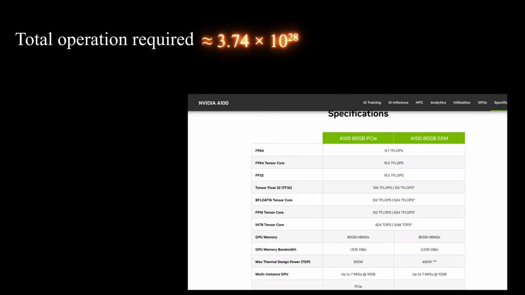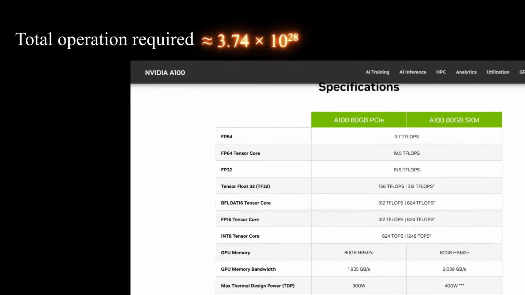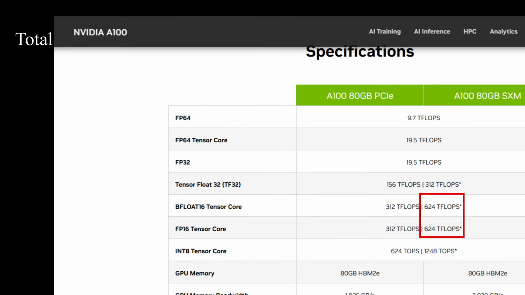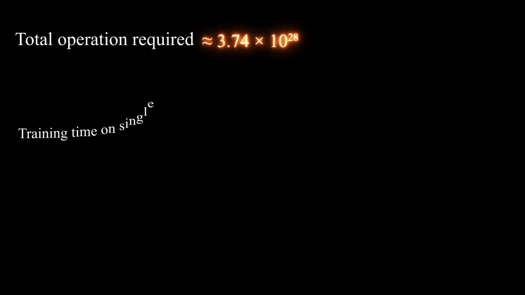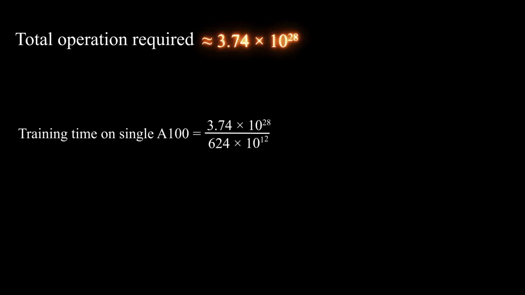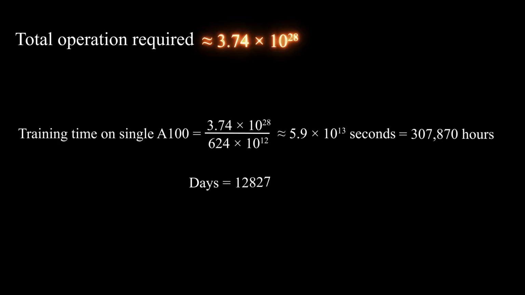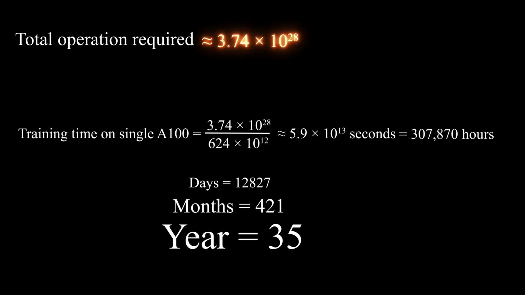Suppose you have NVIDIA's A100 GPU, which is capable of performing 624 teraflops for mixed precision, which is 16-bit floating point operation. How much time would it take to run this model? The time required will be the total number of operations divided by the computation capability of the A100, and we'll get this many hours. This is equal to 12,827 days or 421 months or 35 years on a single A100 GPU.